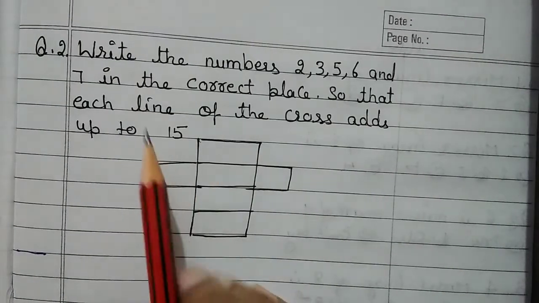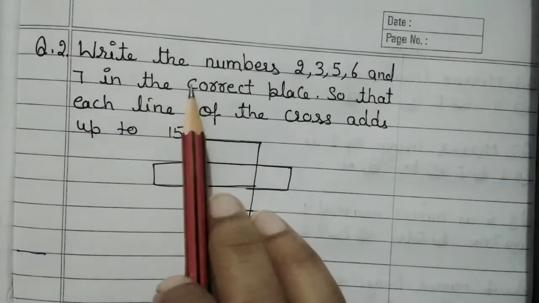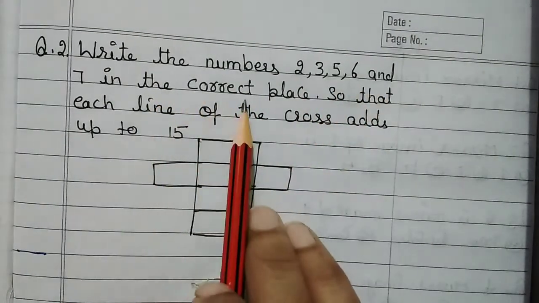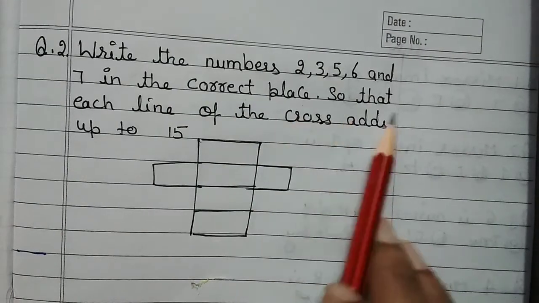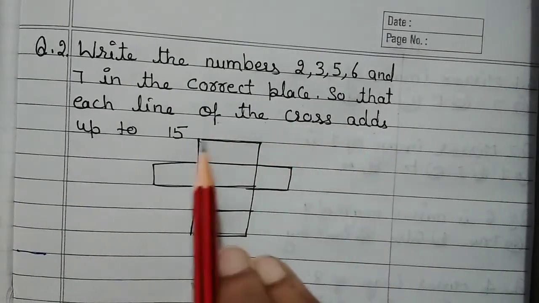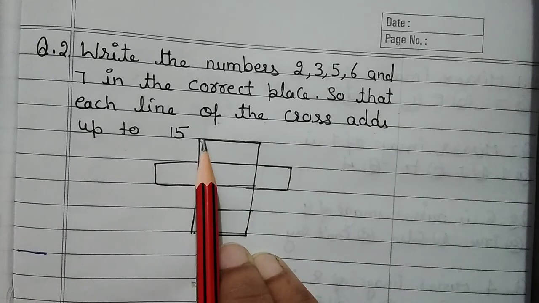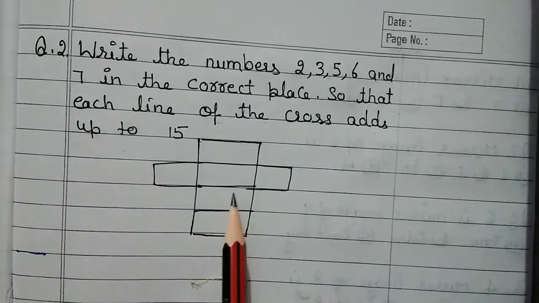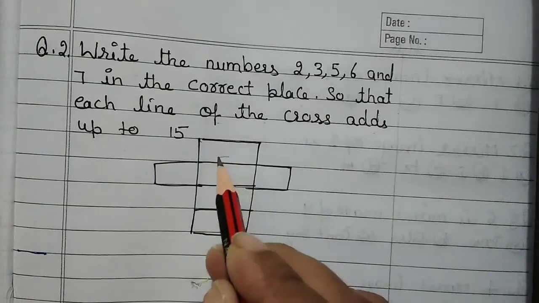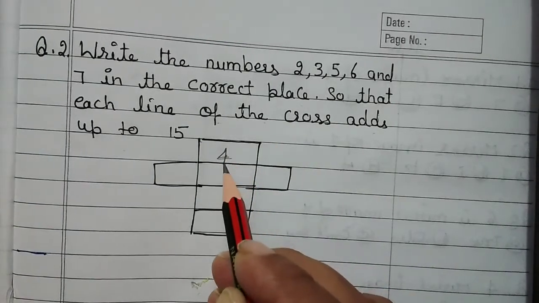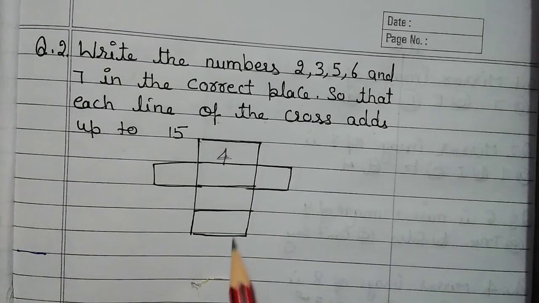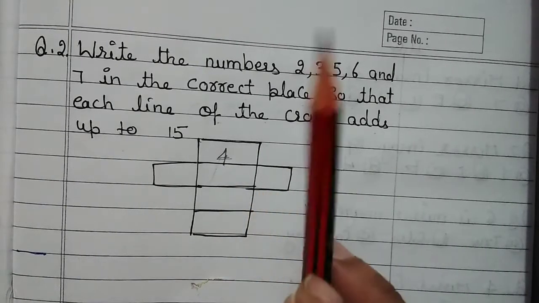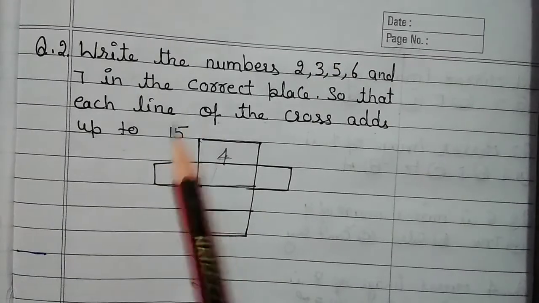Now, our second question is: write the numbers 2, 3, 5, 6 and 7 in the correct place so that each line of the cross adds up to 15. Okay, we have to fill these blocks and 4 is given to you. So, how can we fill these blocks so that we get the sum 15?